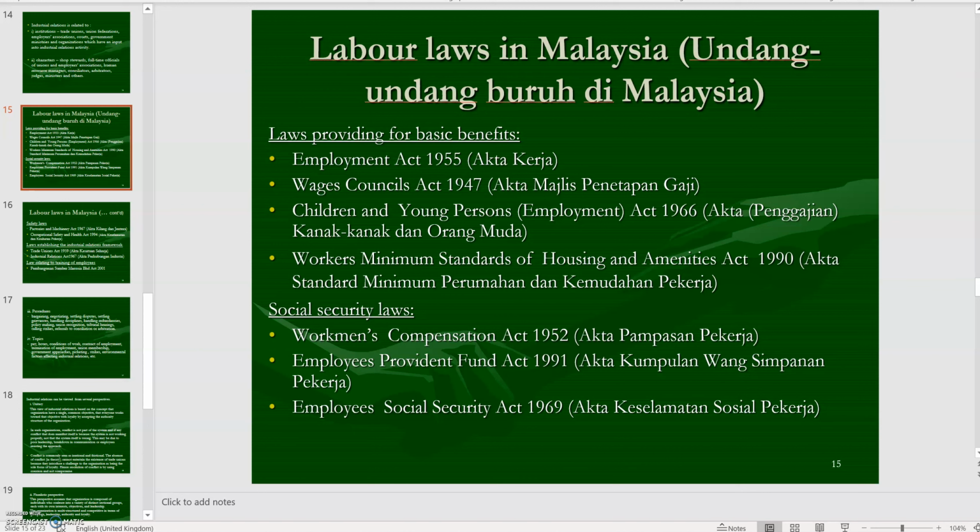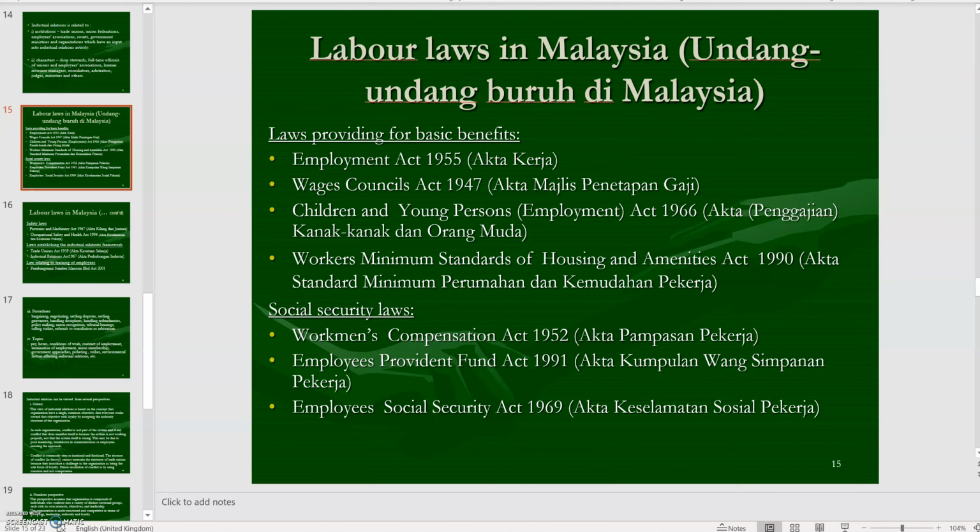And also the Wages Council now has been revoked and been replaced by the Minimum Wage Order 2012 and the Children and Young Persons Act. These are all only in the family business, these children are below 16 years of age. A young person is from 15 to 16.